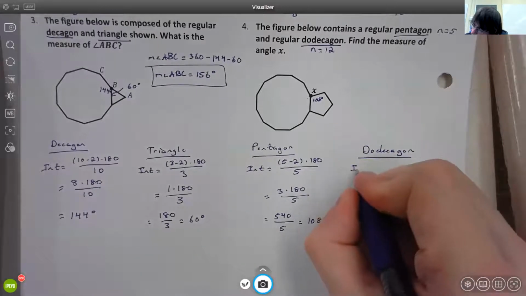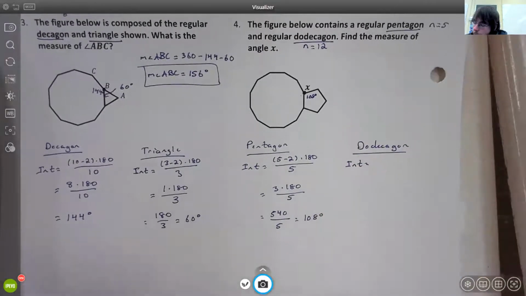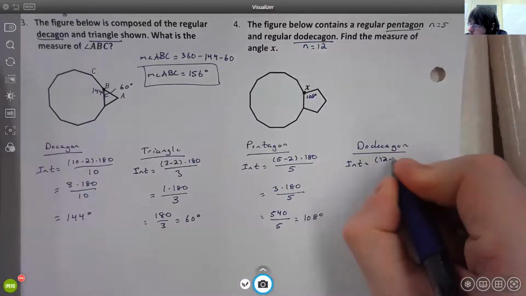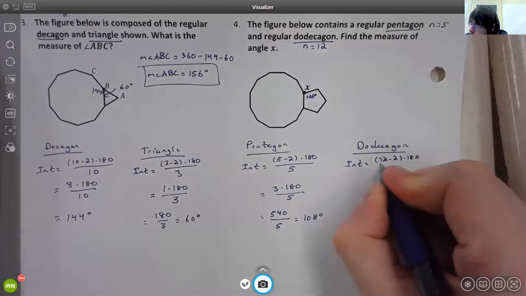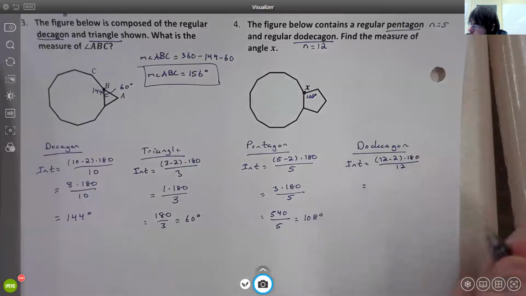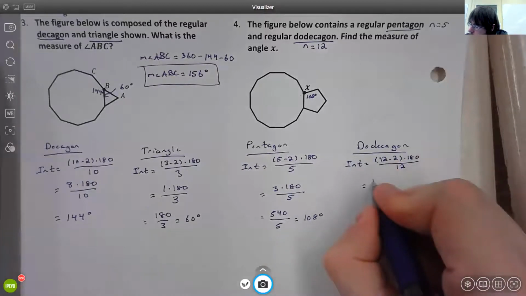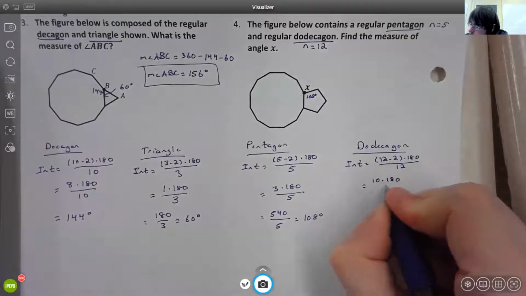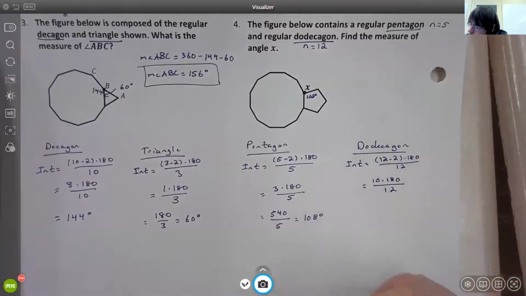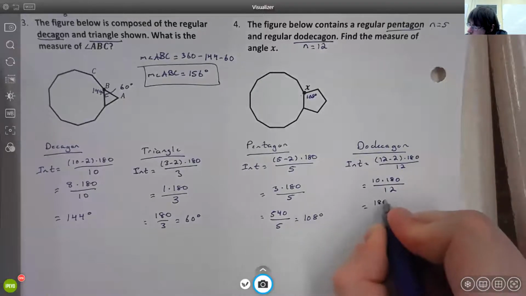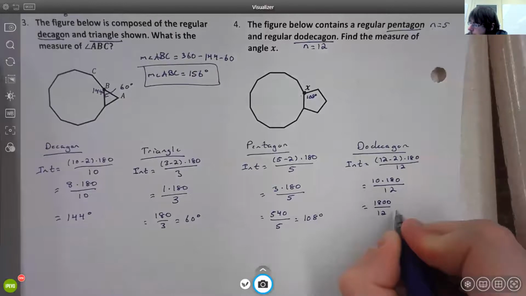So this time instead of using 5 for n, we use 12. So 12 minus 2 times 180 over 12. 12 minus 2 is 10 times 180 over 12. So we get 1800 divided by 12, which is equal to 150 degrees.